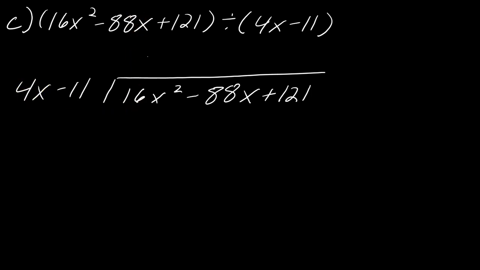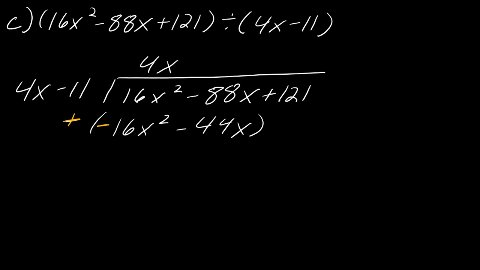Okay, so remember, we ask ourselves, what do I need to multiply 4x by to get to 16x squared? So that's going to be 4x, and then 4x times 4x is 16x squared, and 4x times negative 11 is negative 44x. And so now I need to subtract all of this off. Now in subtracting this off, I'm going to flip all the signs, so I've distributed that minus sign, and then I just keep going through with this. So negative 88 plus 44 will equal negative 44x.